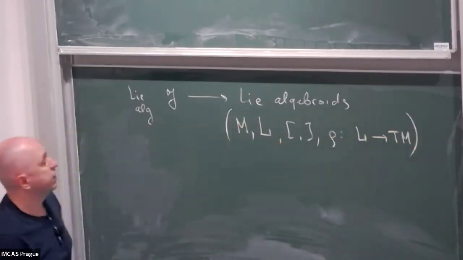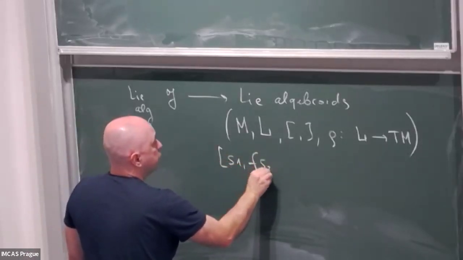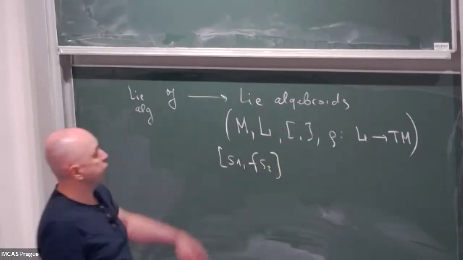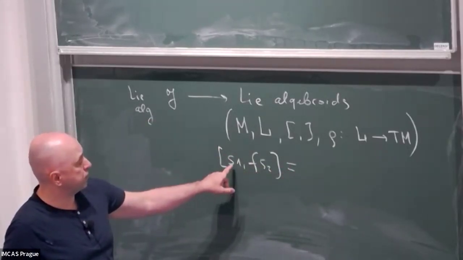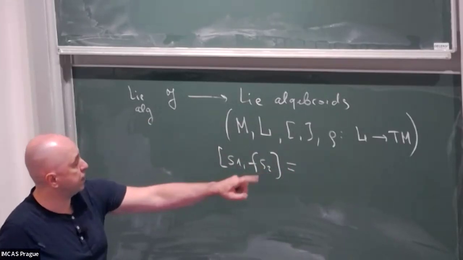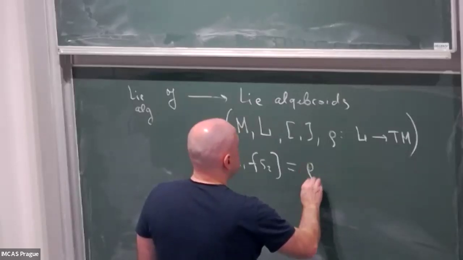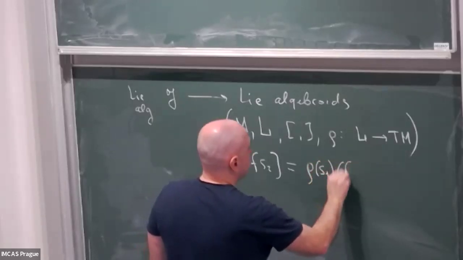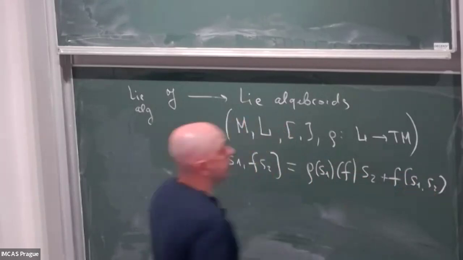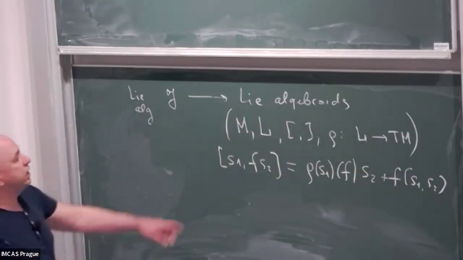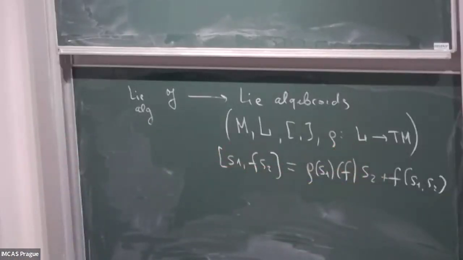such that the bracket of two sections S1, F S2 generalizes the well-known formula for vector fields. If there were vector fields and this was a function, it wouldn't be just application of a vector field to a function times S2 plus F times the bracket. In this case, we have to use the anchor map. So this is rho of S1 applied to F, S2, plus F times the bracket of S1, S2. And one of the basic examples here is precisely TM, and the rho will be the identity map. It's called the standard Lie algebroid.